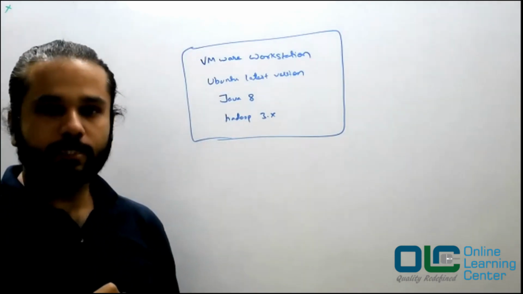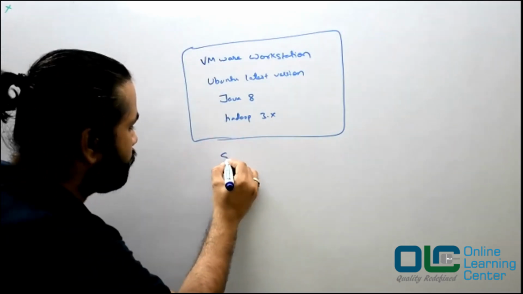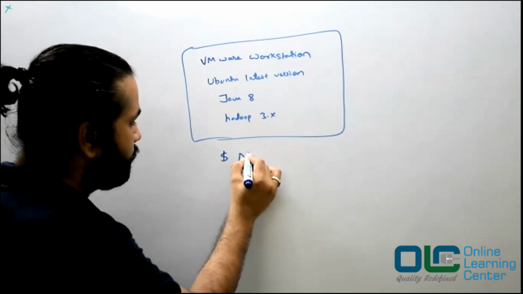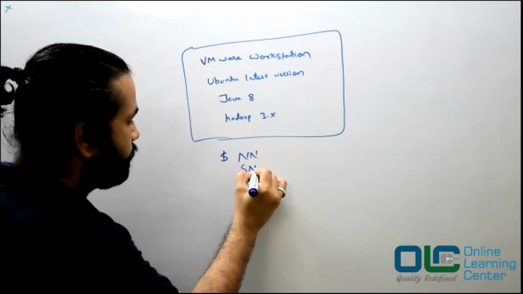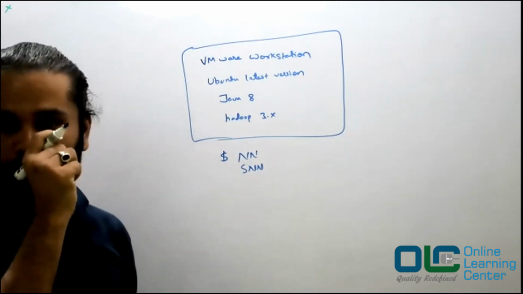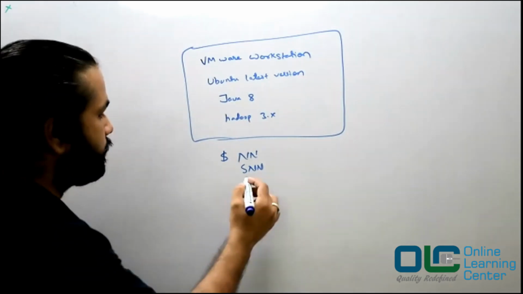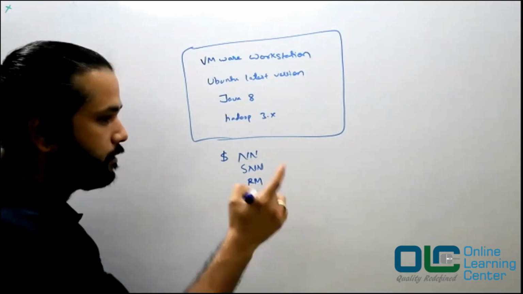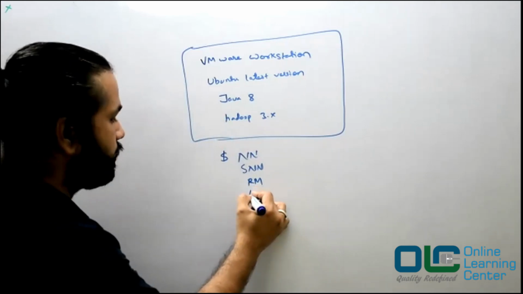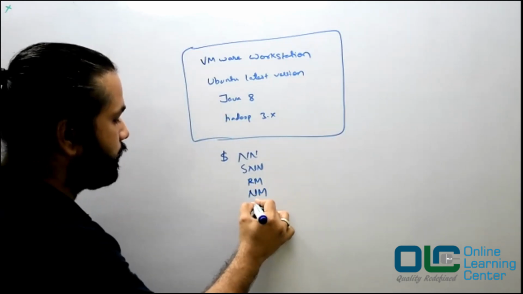Okay, now once everything is done, once our Hadoop is installed successfully, then you will see when you start your Hadoop services, then you will be able to see on the console name node, secondary name node. Okay, not job tracker and task tracker anymore here, right? Resource manager, the one which we discussed yesterday, node manager, data node.